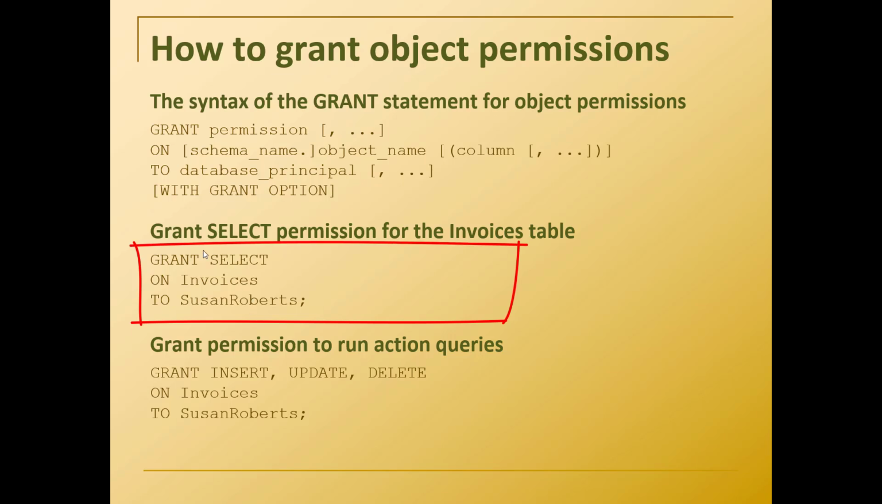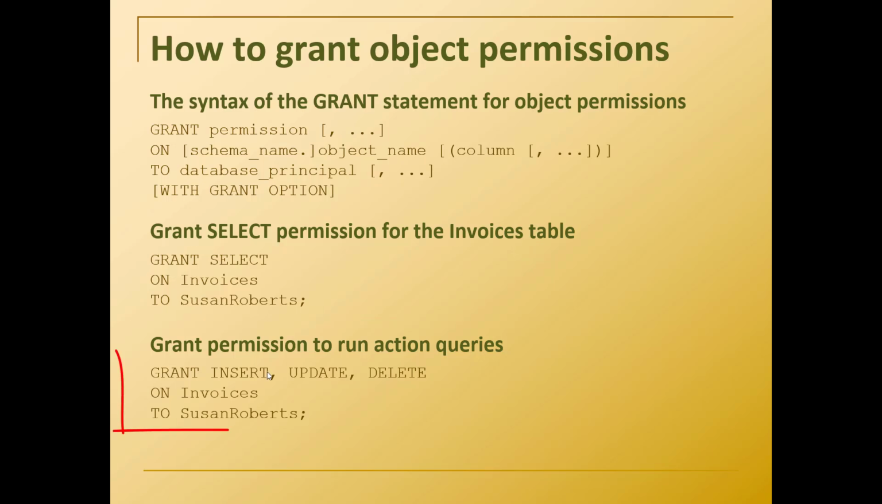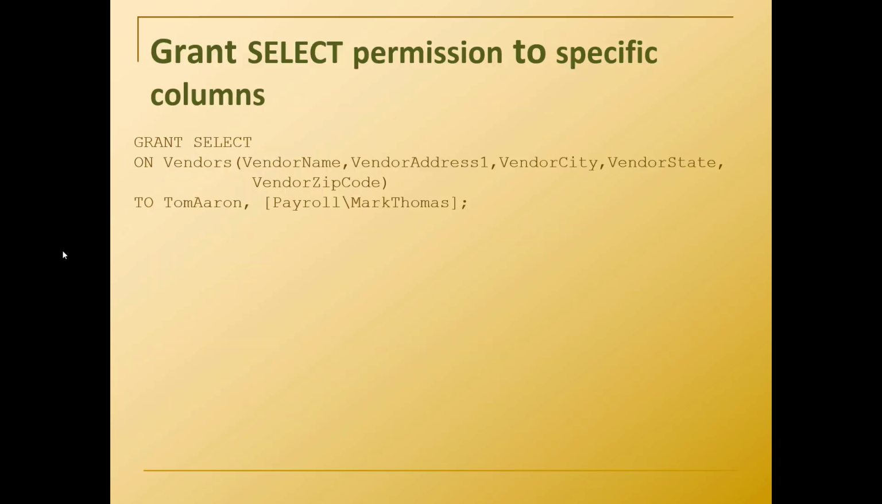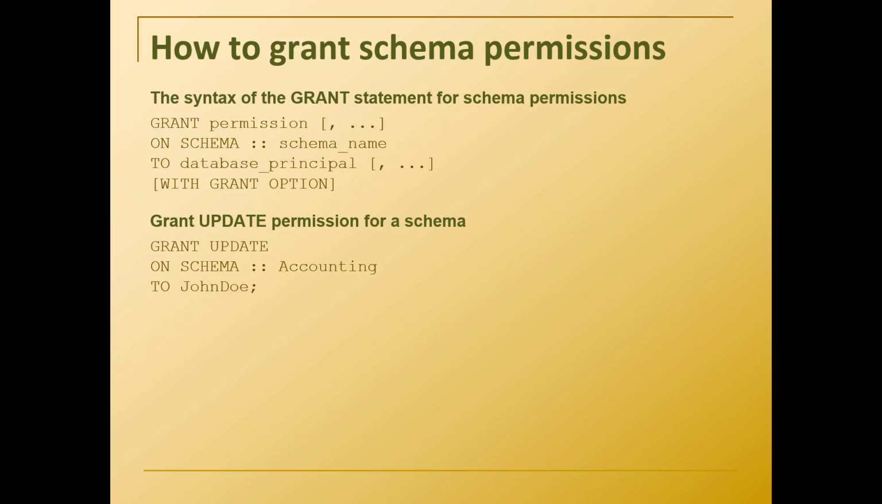And here we have a user, Susan Roberts, with select permission to invoice. Here we have the same user. Now she can also add records, update records, and delete records. Remember, insert, update, and delete we're going to call action queries because they can modify data. Here's another example, getting a little more granular. Instead of the whole vendors table, Tom, Aaron, and this Windows login are going to have only these fields that they can view, and that's it. The other fields, they can't see.